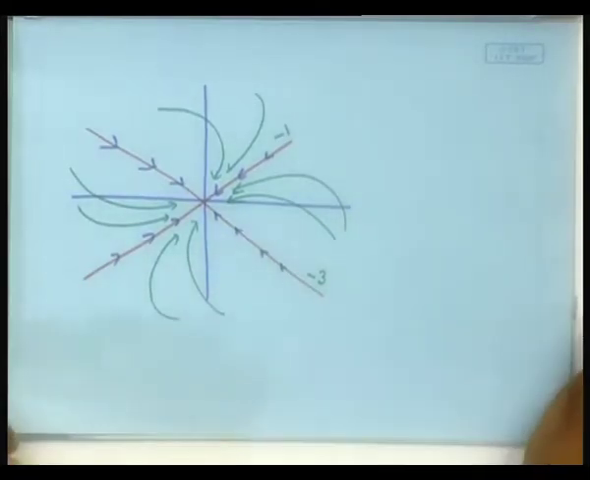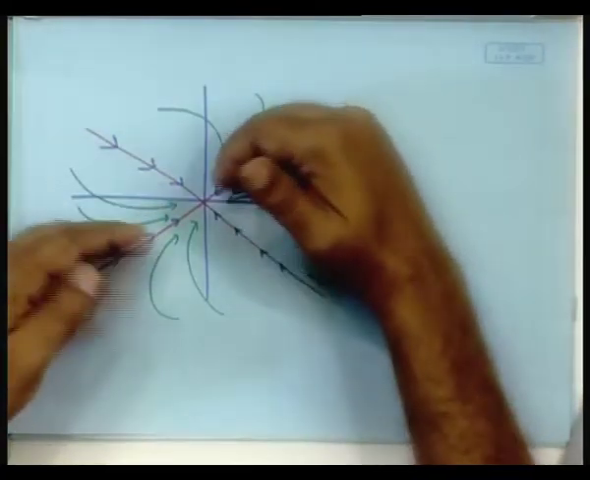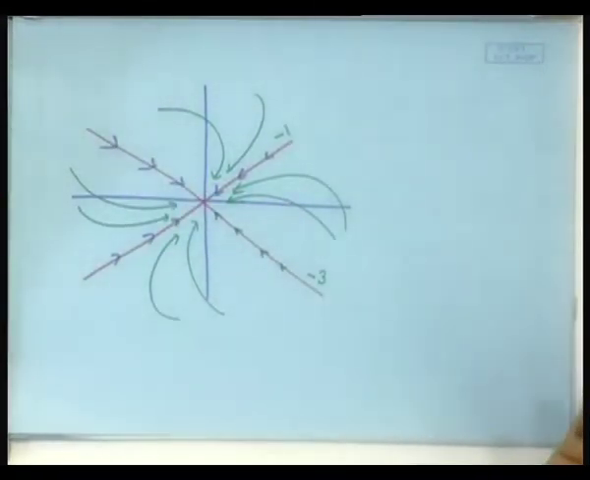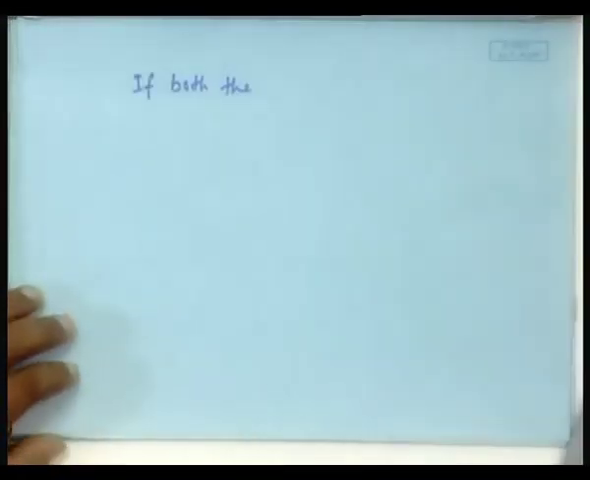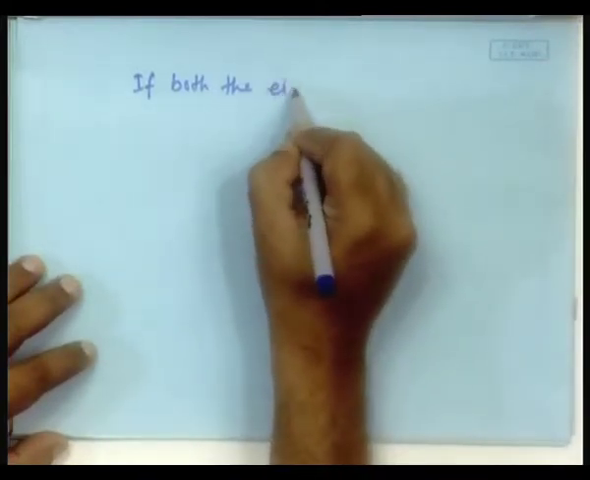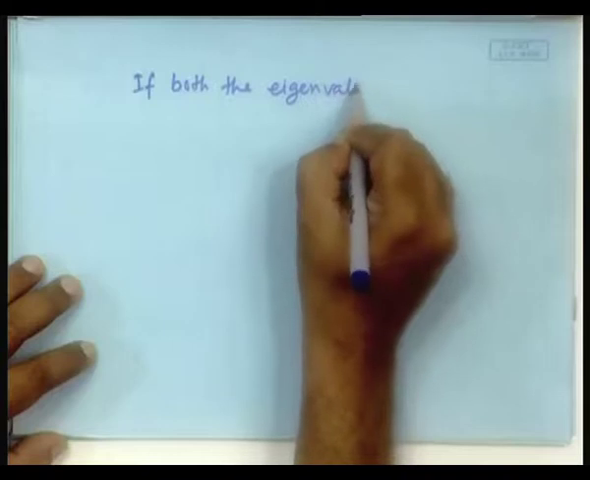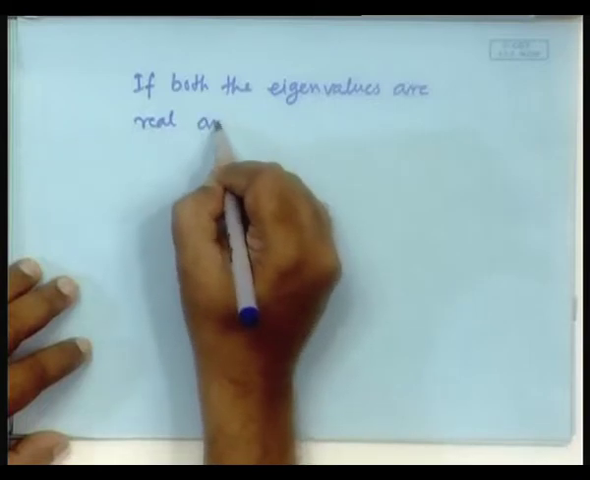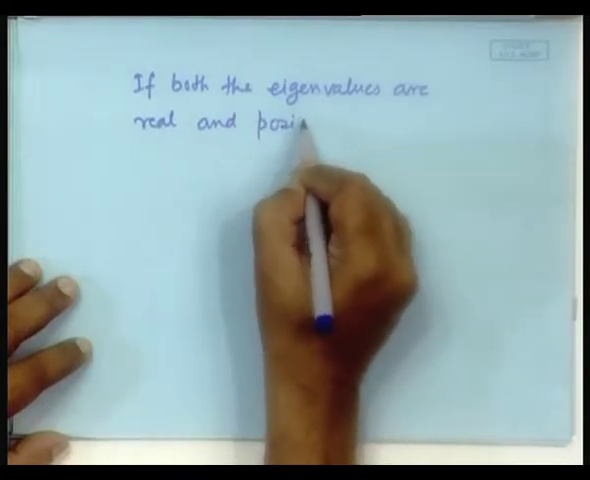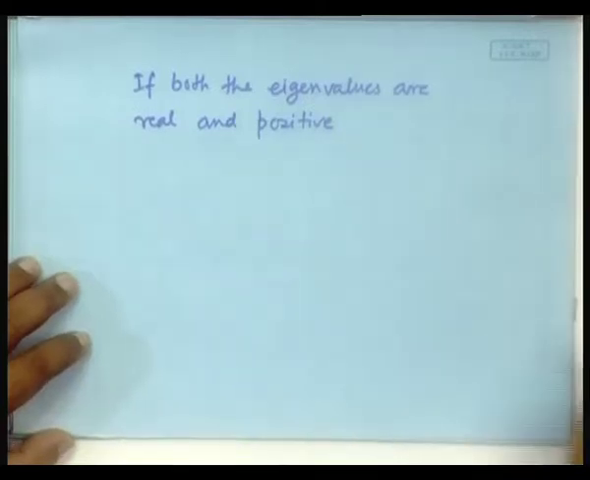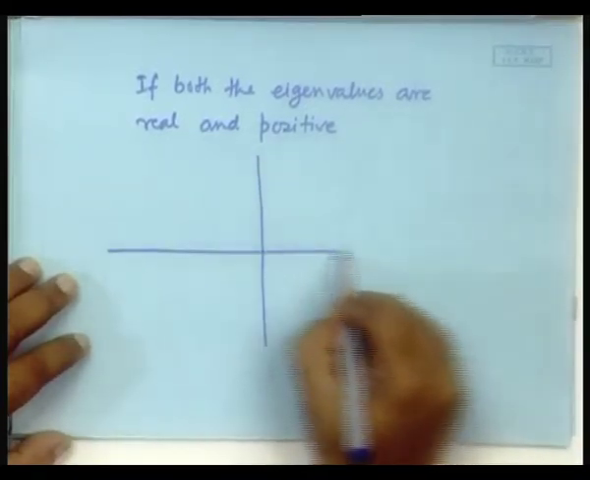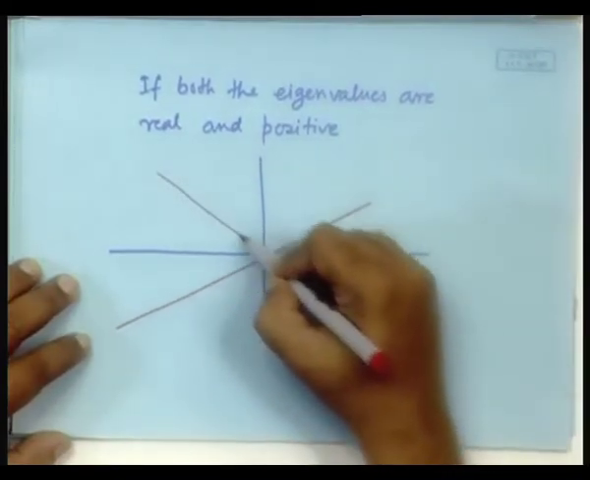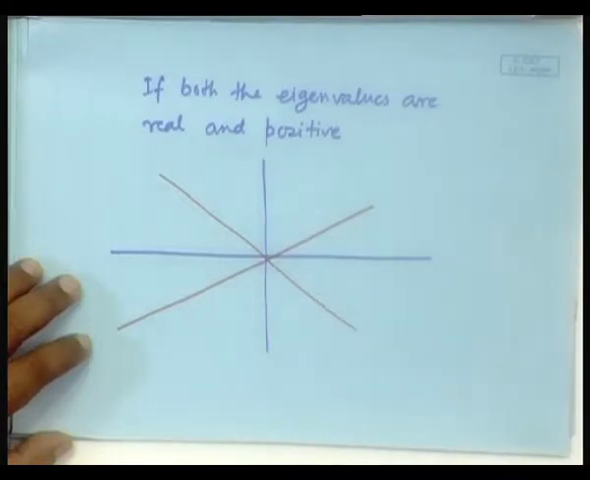What we have effectively done is to imagine a coordinate transformation where we have called this the new x coordinate, that the new y coordinate, then it's simple. Okay, if both the eigenvalues are real and positive, then it is just the opposite.